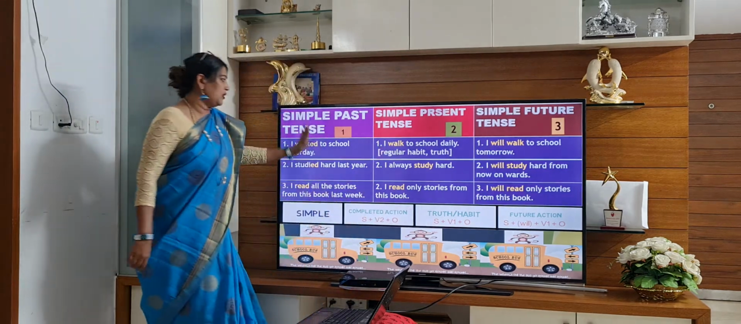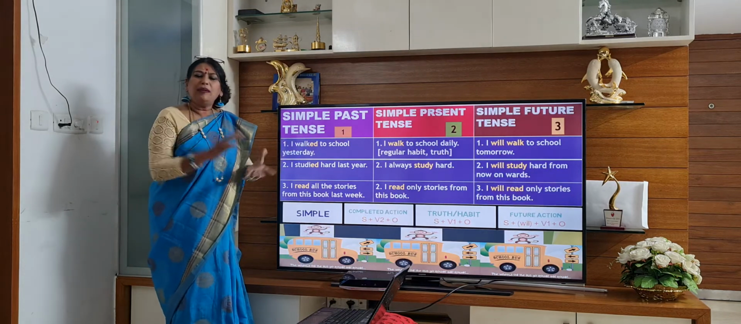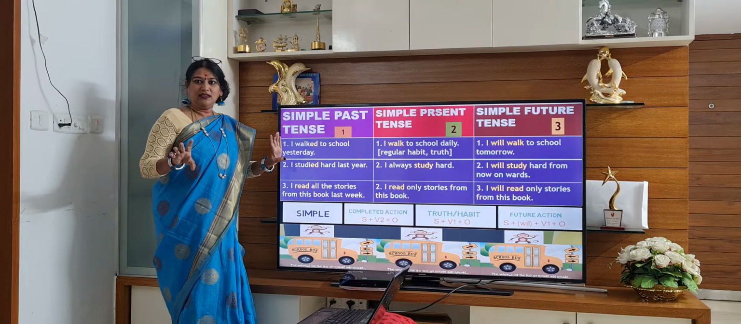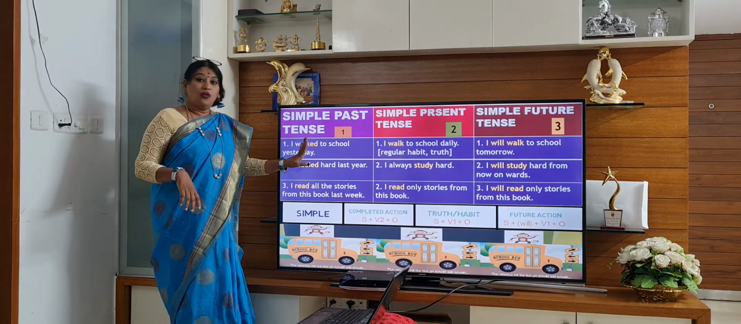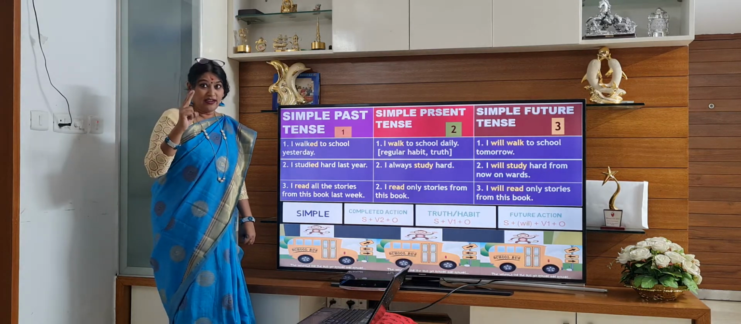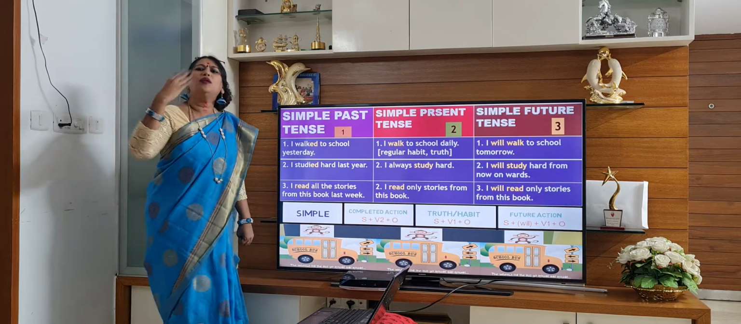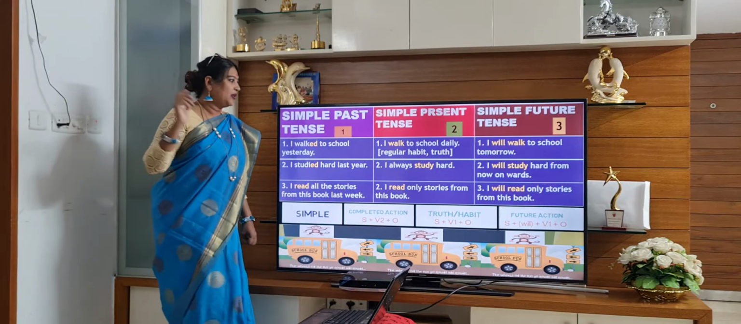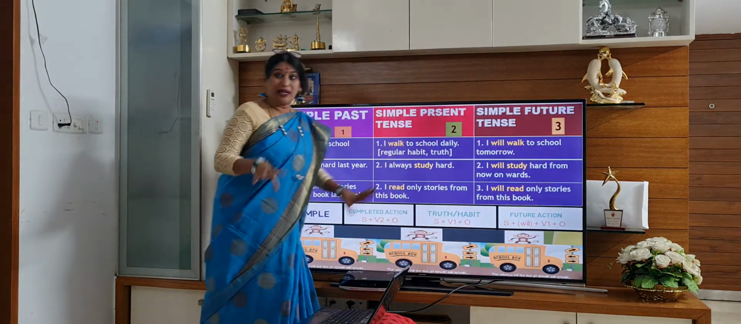Now you got it? In simple past tense, what are you supposed to do? Subject can be anything, okay? And the verb should always be only the second form of the verb. And then you have to complete the sentence however you want. Got it, dear? Now, let's go to the simple present tense.